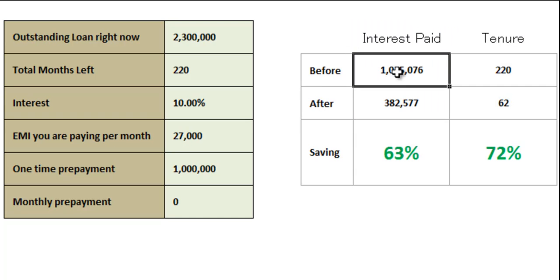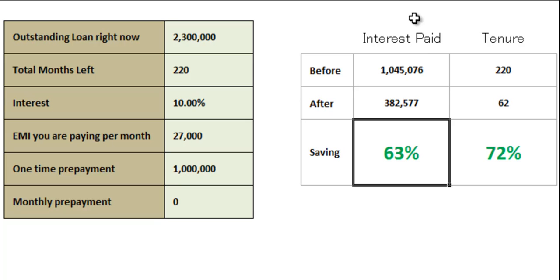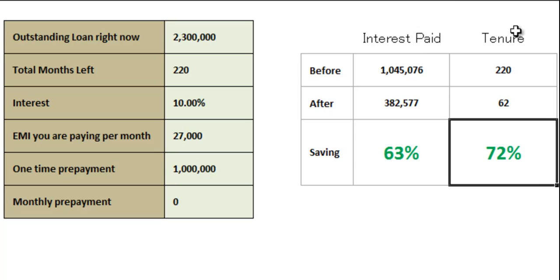In the scenario before, where you do not prepay, the total interest you will pay in these 220 months will be close to 10 lakh rupees, and your tenure will be 220 months. But if you prepay your loan by 10 lakh rupees, then you will be paying only an interest of 3,82,000 in the next 62 months, and your loan will complete. So you will save 63% on interest, and you will save 72% on your tenure. This is the effect of 10 lakhs of prepayment.